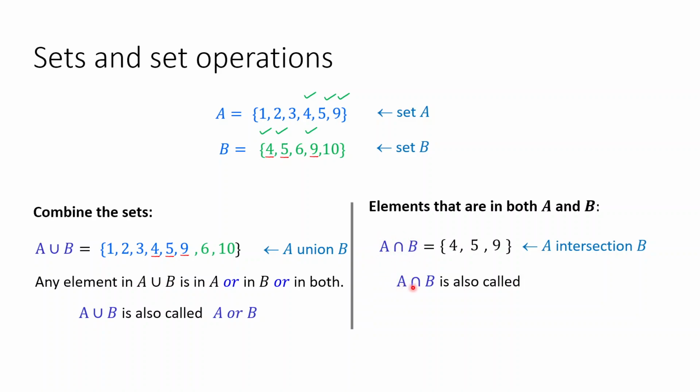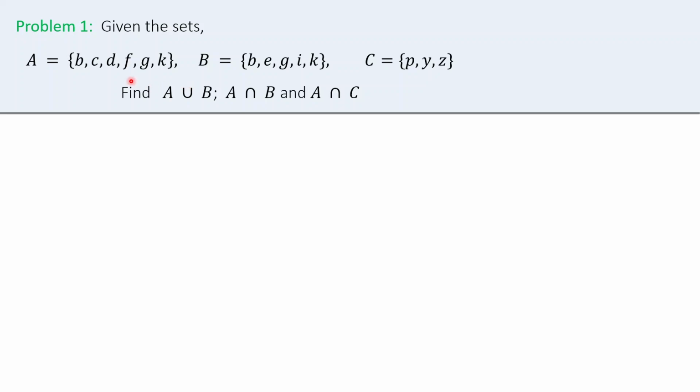A intersection B is also called A and B because any element in A intersection B is both in A and in B. In this problem, there are three sets: set A, set B, and set C. You need to find A union B, A intersection B, and A intersection C.